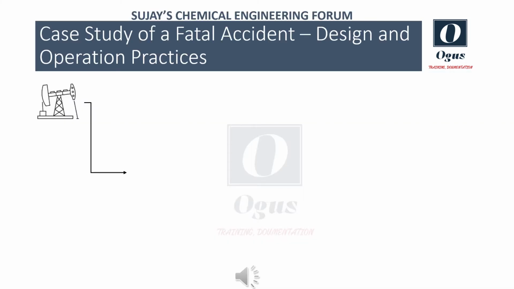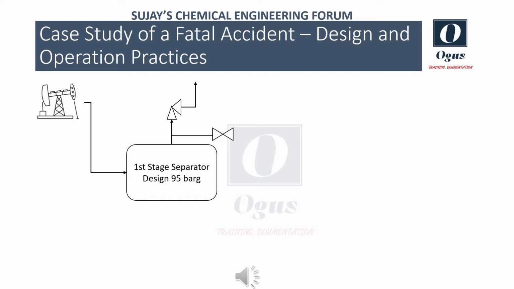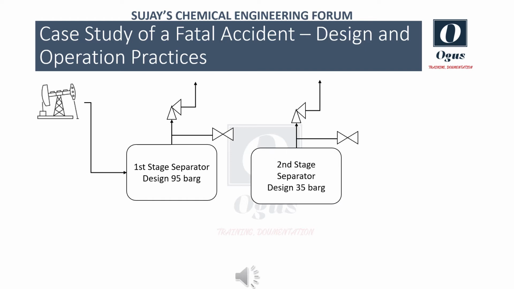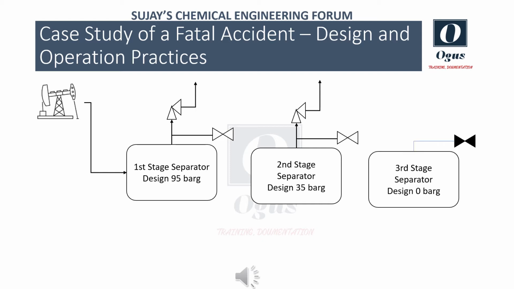A plant was designed to separate gases from crude oil in 3 stages. The first stage separator was designed for a pressure of 95 bar gauge or 1400 psi gauge, the second for a pressure of 35 bar gauge or 500 psi gauge, and the third was designed for atmospheric pressure or 0 bar gauge. The first 2 stages were equipped with relief valves, but the third stage separator did not have any relief valve. All the 3 separators had one gas exit line with one isolation valve each.